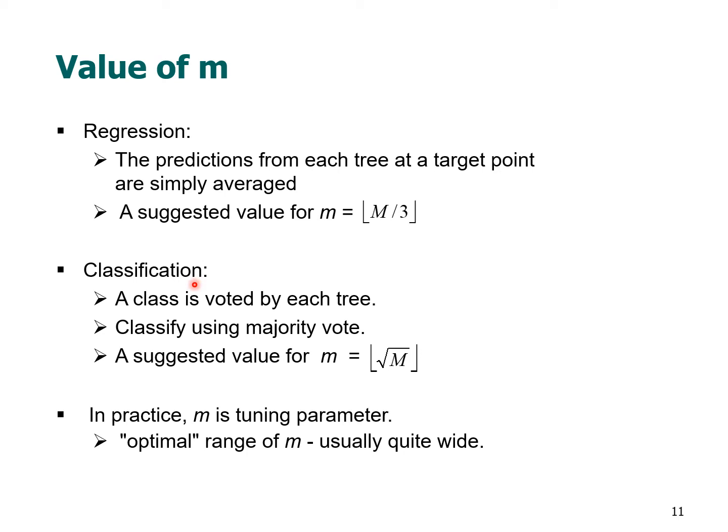If you use random forest for classification learning, again each decision tree makes a prediction, and the class value with the most votes is the winner. In classification learning, the suggested value for small m is the floor of the square root of capital M. These are the suggested values of m for classification learning. These are just suggestions. As I said, there is no absolute final answer for this. In practice, small m is a tuning parameter, and the optimal range of small m is quite large. The range of m is usually quite wide. So it's one of the issues in random forest.